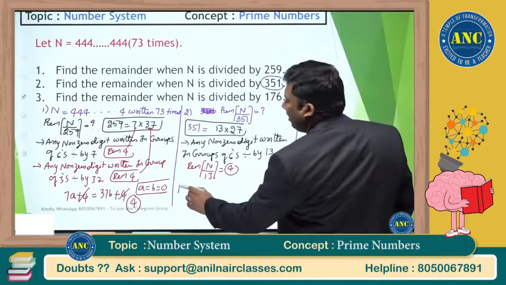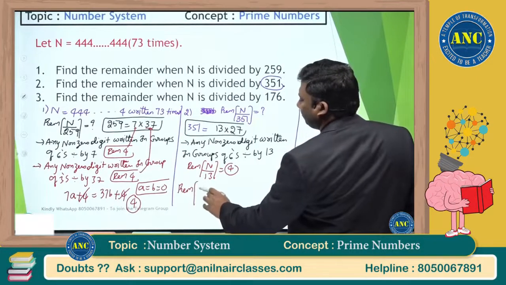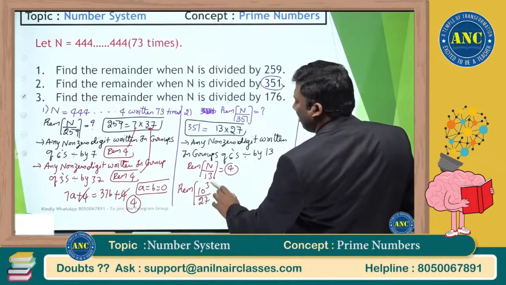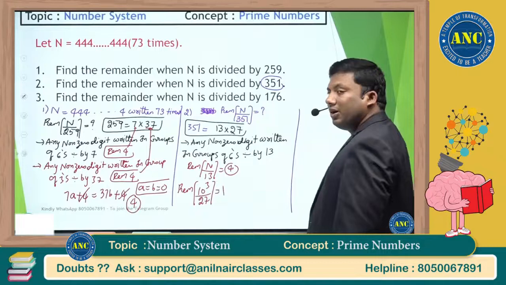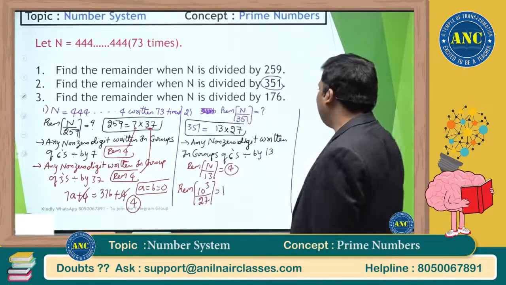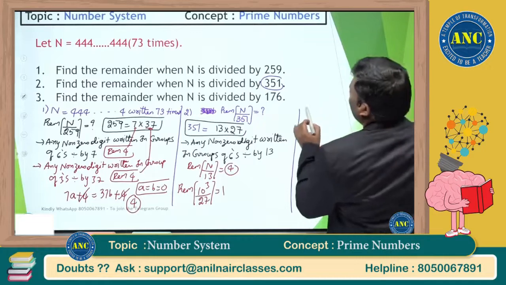What is the divisibility rule of 27? 10 cube divided by 27 is 1. What is the divisibility rule of 27? Start from right hand side.